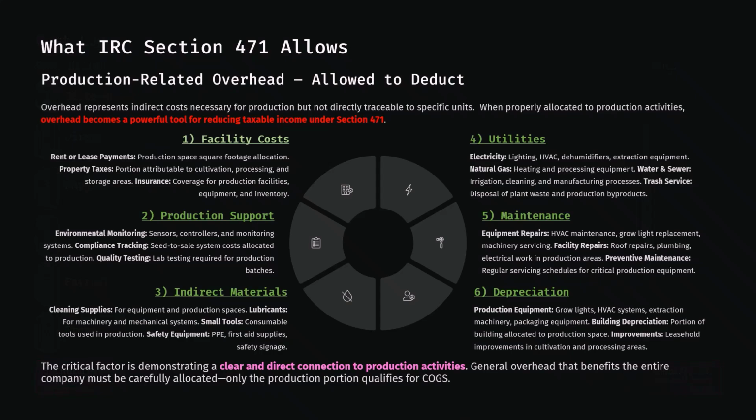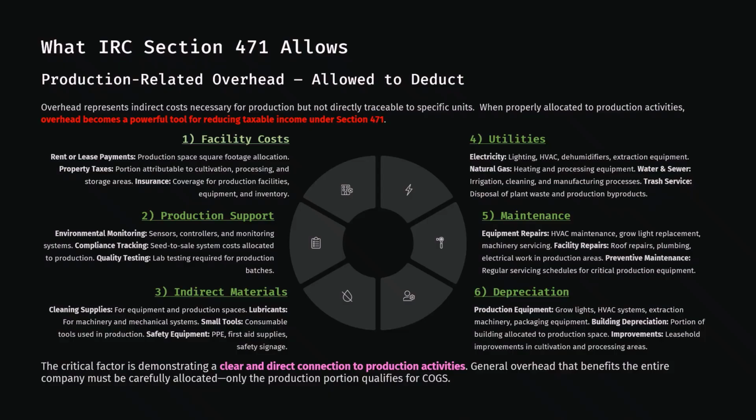Let's talk about overhead. Overhead is one of the biggest hidden opportunities in cost accounting for cannabis operators. Under 471, if your overhead costs are tied to the production of inventory, they can be allocated into COGS. That includes both fixed costs like rent and depreciation and variable costs like utilities and supplies.